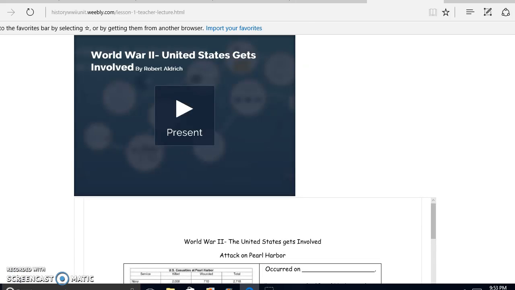For Lesson 1 of the unit plan, the students will be able to identify at least 3 events that took place or led to the attack on Pearl Harbor. Acceptable evidence for this will be the note-taking guide. The lesson's activities will consist of the teacher explicitly teaching the events that led to the attack on Pearl Harbor, and students watching a video, "World War II: The United States Gets Involved," taking notes in their note-taking guides.